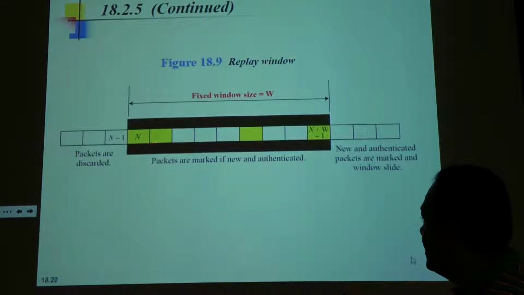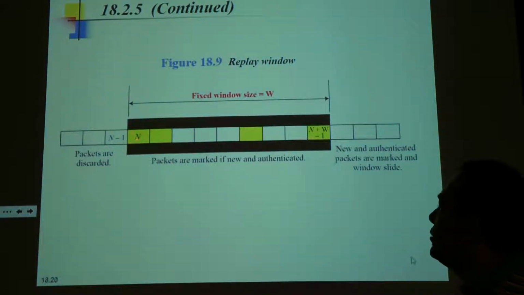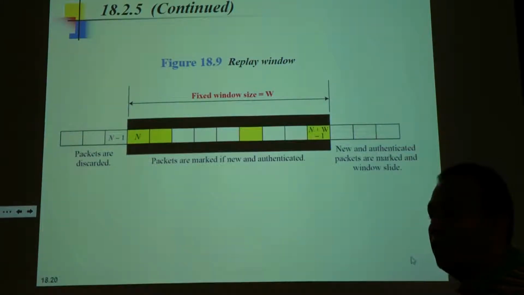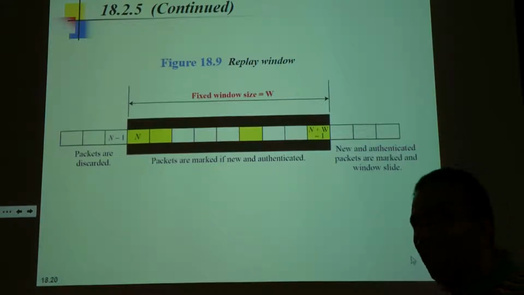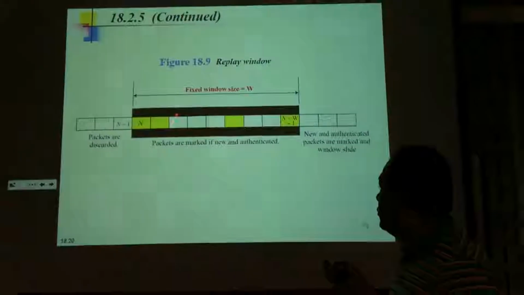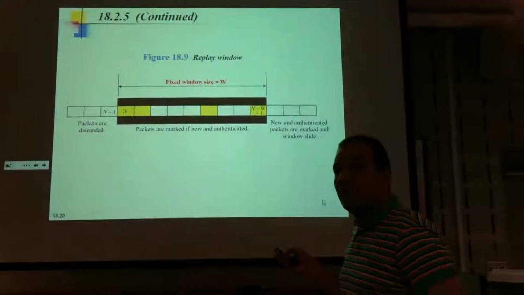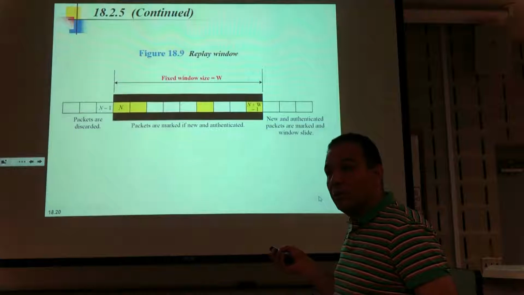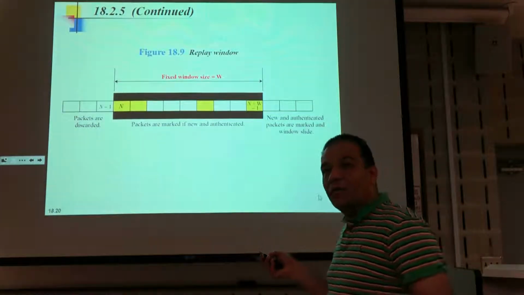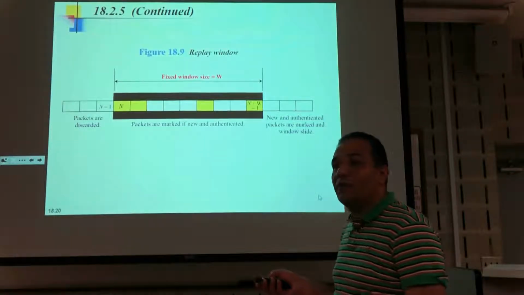So if you receive a packet outside the window, let's say N is 3 and W is 5, the size of the window is 5. So 3 plus 5 minus 1, how much? 7. That means at the moment I can receive a packet with a sequence number 3, 4, 5, 6, or 7. If I receive anything before that, I'm going to throw it away. If I receive anything after that, what will happen?